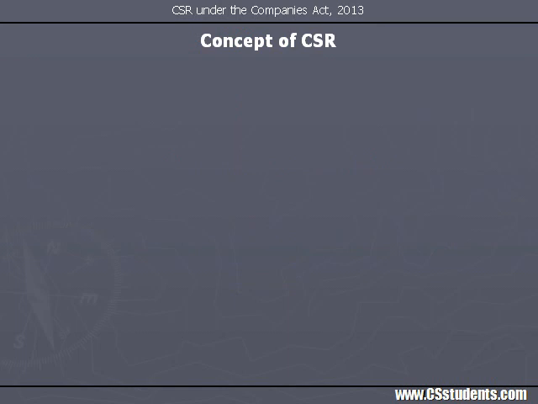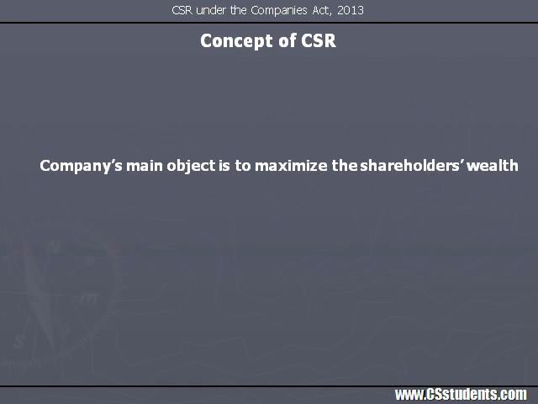Before we discuss the legal provisions, let's understand the concept first. As we know, the main object of any company is to maximize the shareholders' wealth. This maximization works in the form of appreciation in the share value. More the share value, more the wealth created for the shareholders. Some people may say that more profits would result in appreciation in share value. But that is not entirely true.